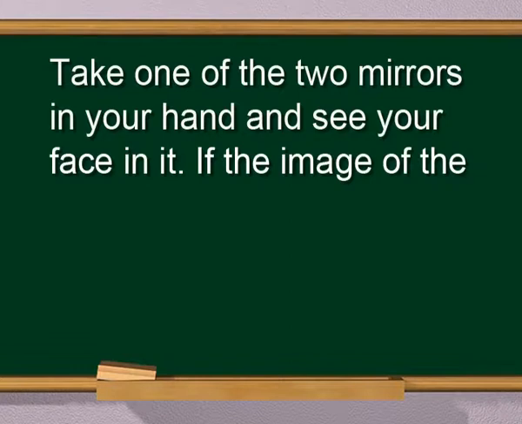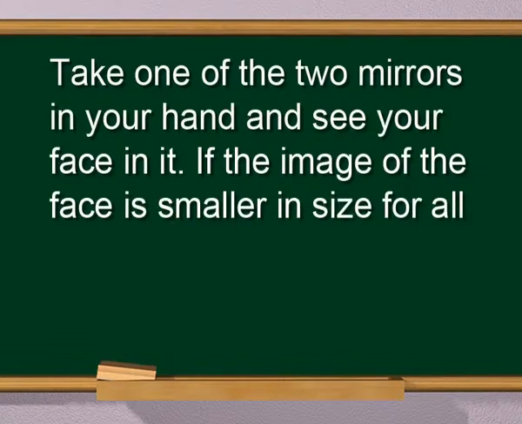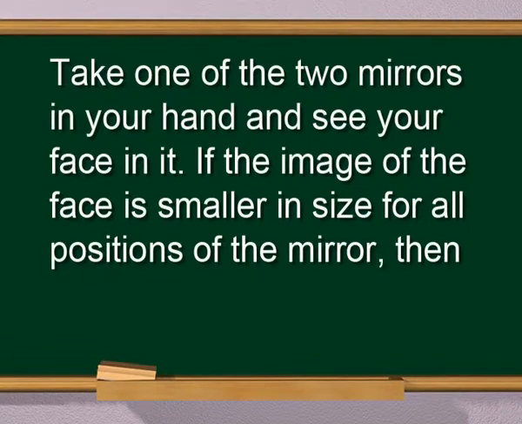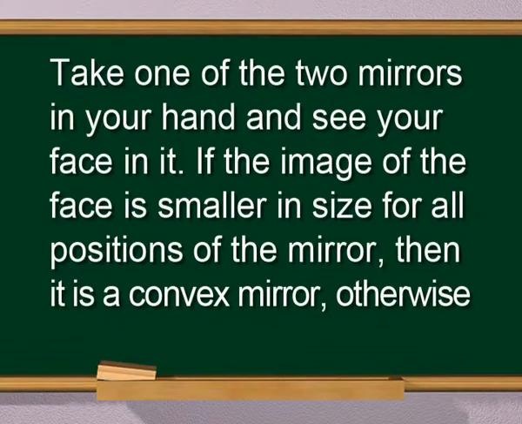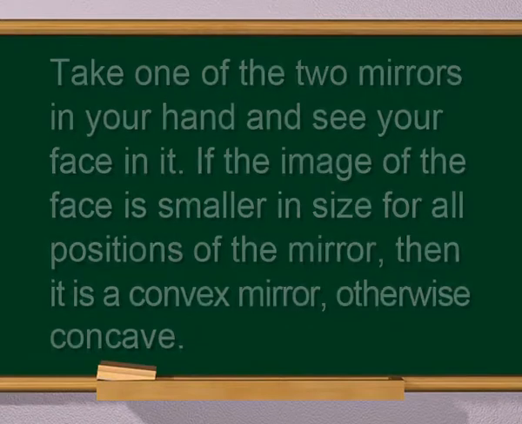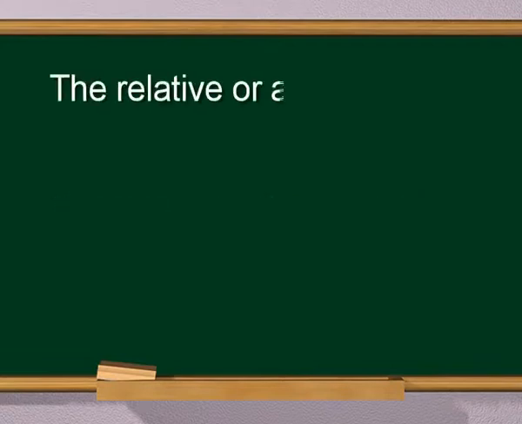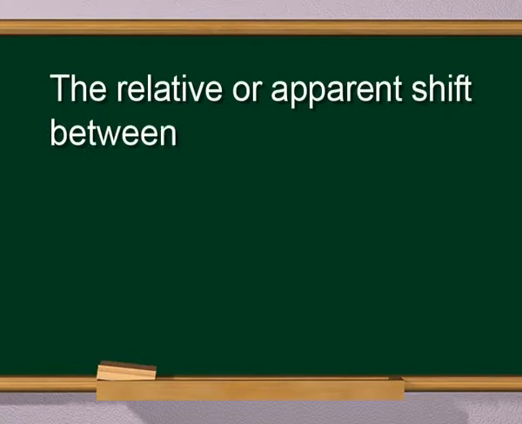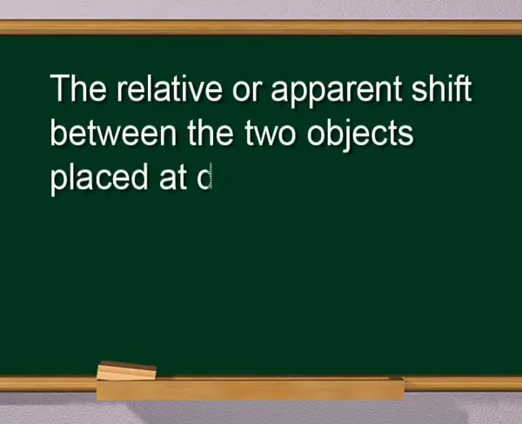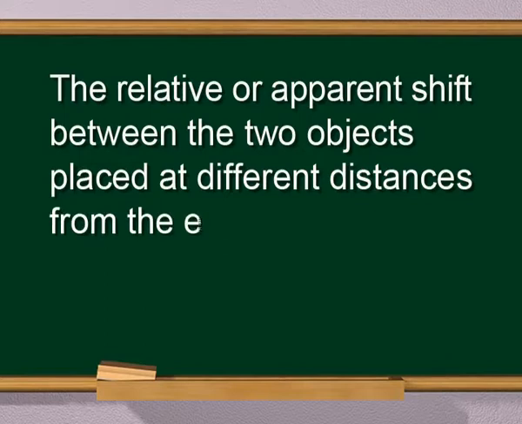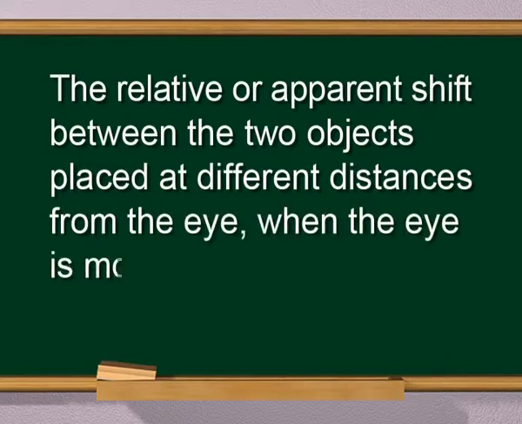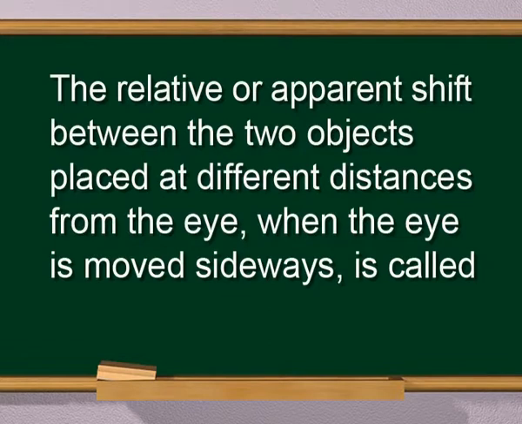If the image of the face is smaller in size for all positions of the mirror, then it is a convex mirror, otherwise concave. The next question, what is meant by parallax? The answer: the relative or apparent shift between two objects placed at different distances from the eye, when the eye is moved sideways, is called parallax.